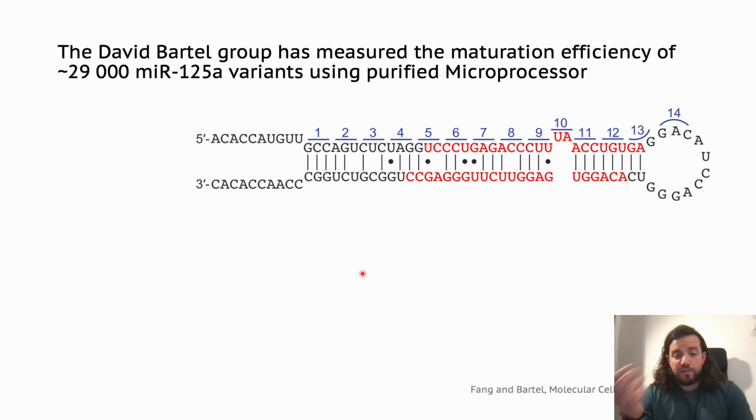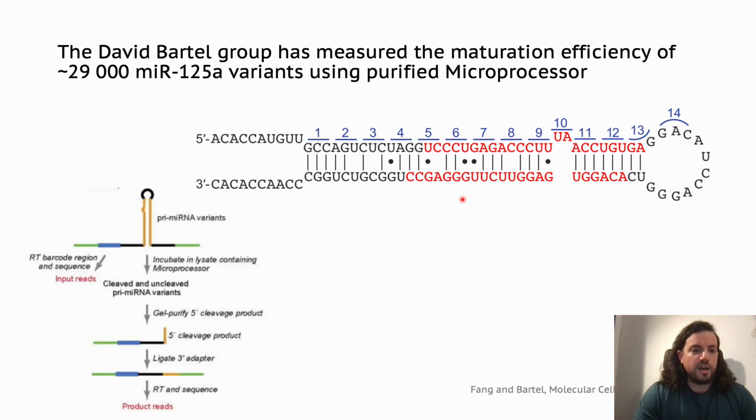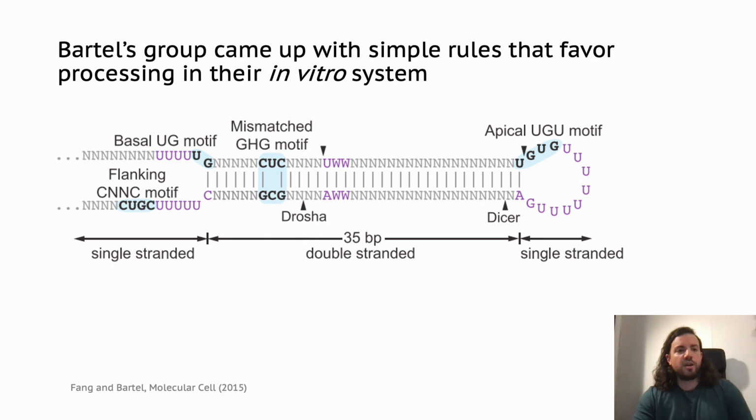And so for MIR125A, the data we are using is data from the David Bartel group using a purified microprocessor. They measured the efficiency of over 29,000 MIR125A variants. What they did is that they exhaustively mutated each of these 6 nucleotide boxes, but mutations were never combined between 2 different boxes. And they measured the efficiency by barcoding and incubating everything together and then counting the reads to determine which variants were getting processed more efficiently by the microprocessor.